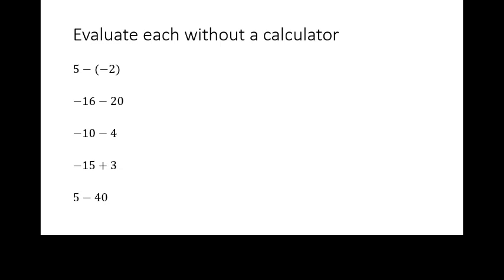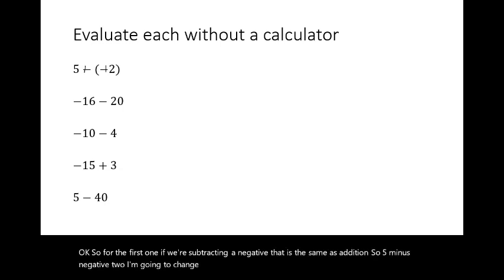Okay, so for the first one, if we are subtracting a negative, that is the same as addition. So 5 minus negative 2, I'm going to change that minus minus into a plus. That turns it into 5 plus 2, which is 7.